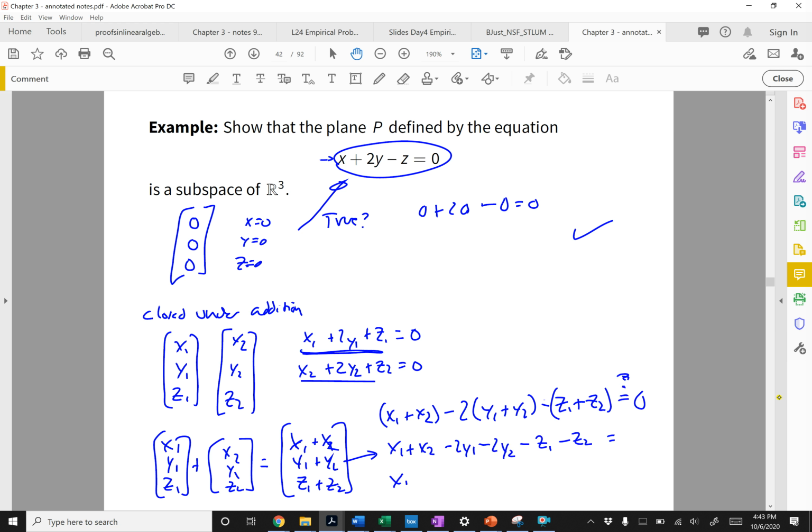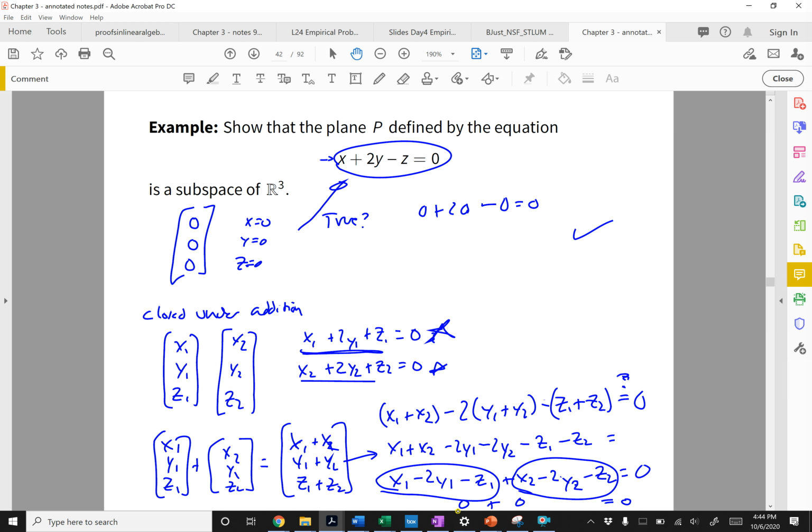Then I'm going to combine all the terms with subscript 1. So x1 plus 2y1 minus z1, and then plus x2 plus 2y2 minus z2 equals, well, this we know equals 0 from up here, and this we know equals 0 from right there, so that's got to equal 0, because we have a 0 plus a 0. So it is true. So that's closed under addition.